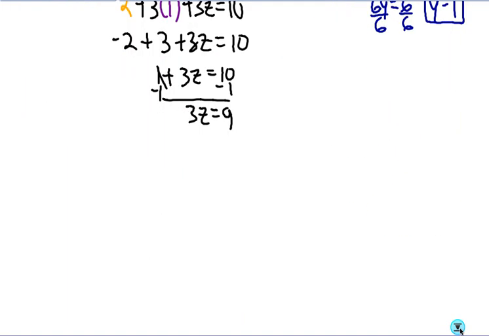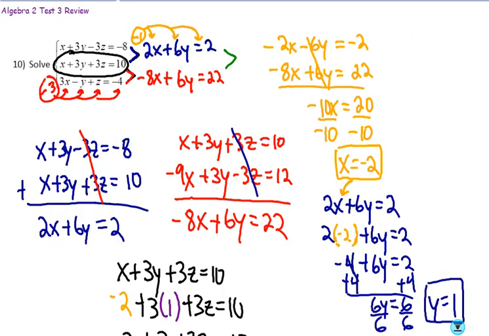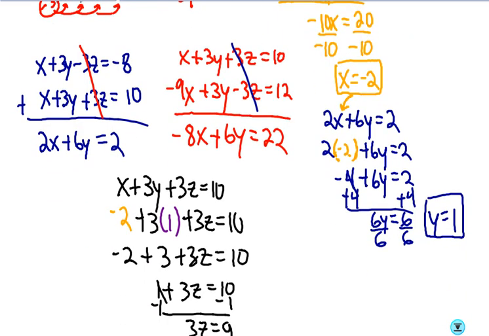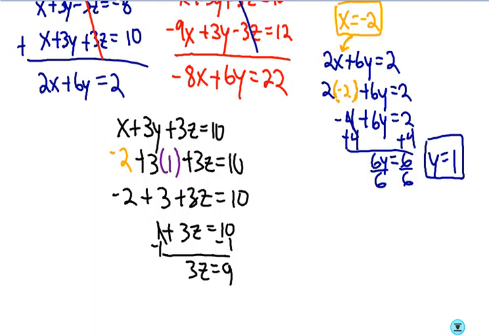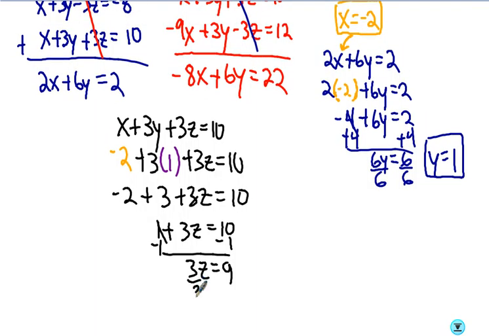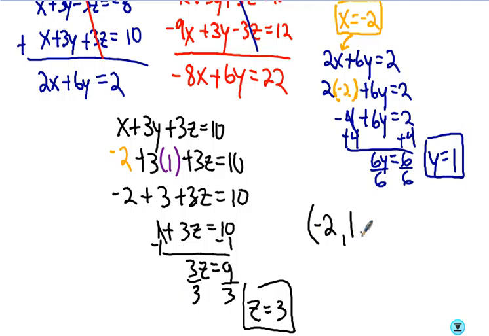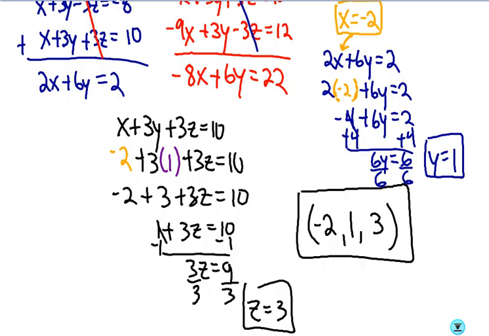Oh, too far. Let's go back a little bit. Alright, hopefully, sorry, don't give you a headache. There we go, divide by 3, so we get z is equal to 3. So we put all of that together. Our x goes first, so that would be negative 2. Y goes second, which would be 1. And the z, which would be 3. So our final answer there would be negative 2, 1, and 3.